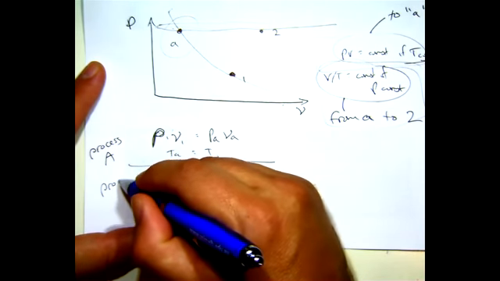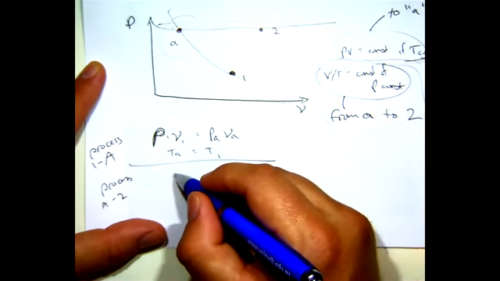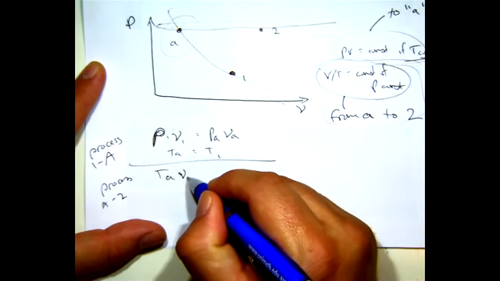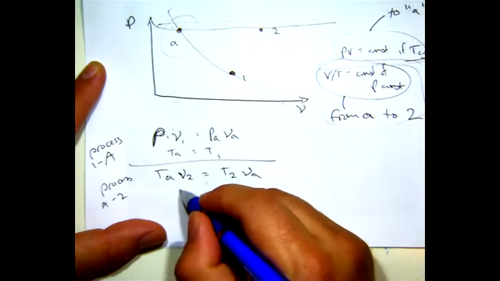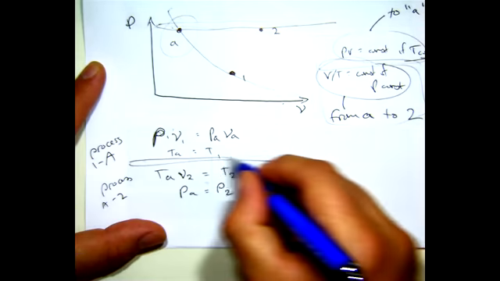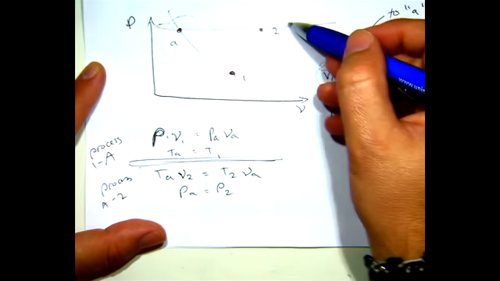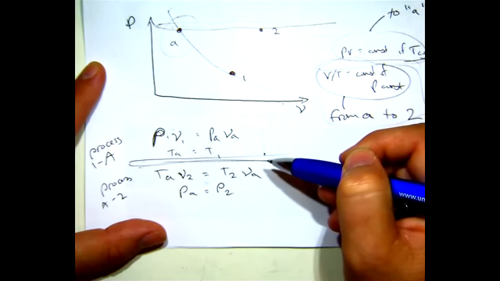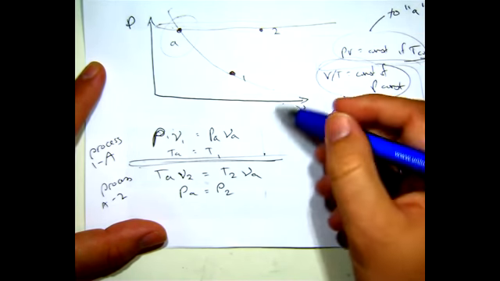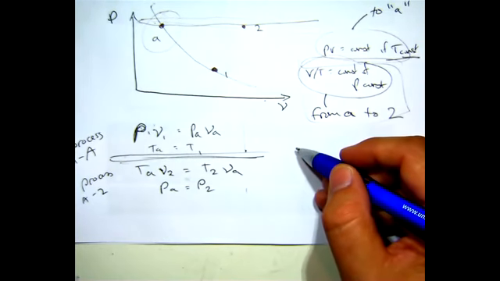And then for process, let's say 1 to A and A to 2, we can do a similar thing. We say TA V2 is equal to T2 VA, and the pressure was constant, so PA equals P2. So by letting the rules exist, I've gone from 1 to A, from A to 2, from 1 to A to 2. This is what I know because of Boyle's law. This is what I know because of Charles' law. If I start to put them together and see if I can get rid of the A's, well, I wouldn't do this if I couldn't, but it's nice to see it happen.